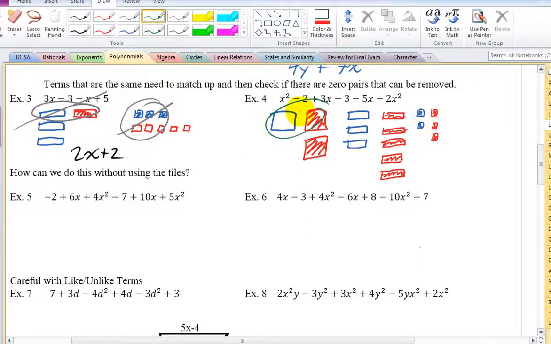So 0 pair removed, 0 pair removed, and no other 0 pairs. What do we have when we're all done? Tony? What do we have? What is this one? Good. How many? Good. We usually just don't write the 1. No worries, but we always do say it. And what else? How many? Awesome. Good job, Tony.